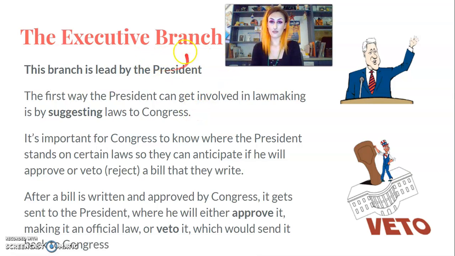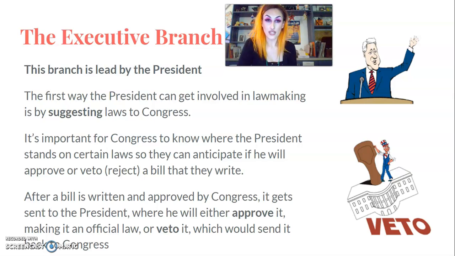This branch is led by the president. There are more people in this branch, but we're not going to talk about them right now, just the president. The first way that the president can get involved in the lawmaking process is by suggesting laws to Congress. So the president can address Congress and say, hey, I want a law passed about, I don't know, the environment or education, or maybe something that they promised the people on their campaign trail, right? So they're going to address Congress and say, hey, I want a law passed about blah, blah, blah.